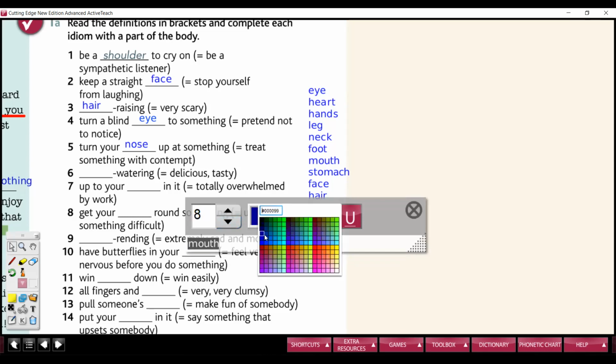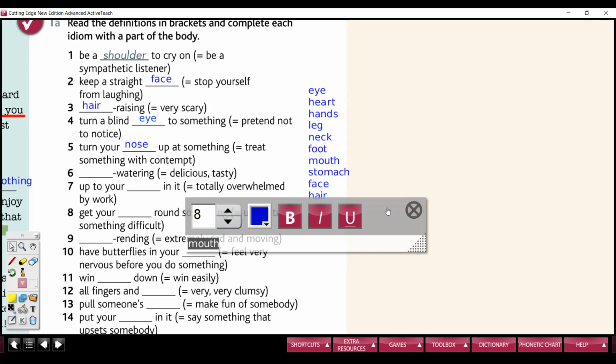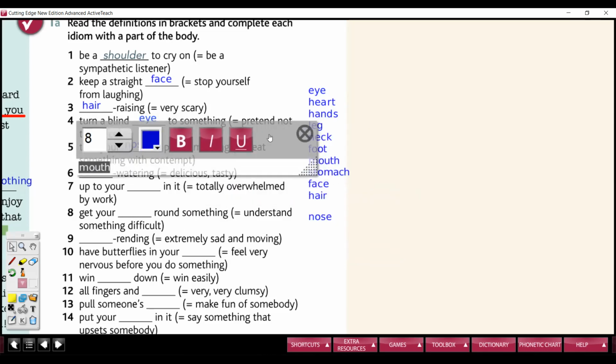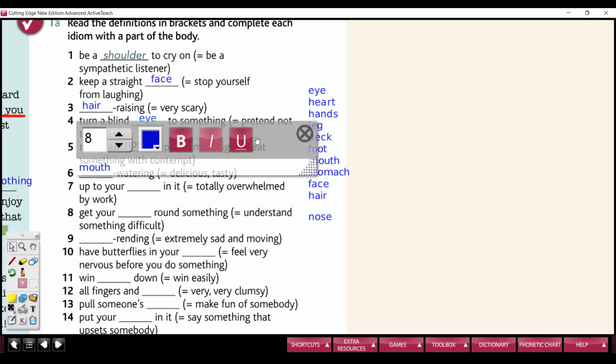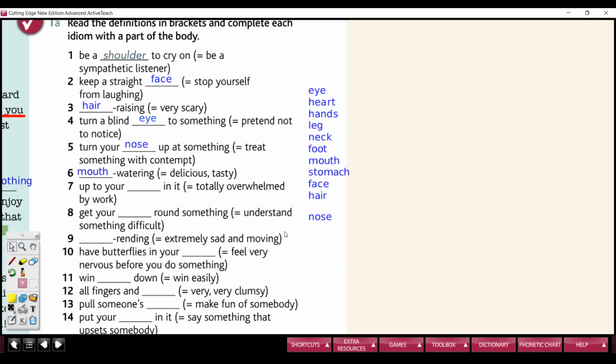Number 7, up to your head in it or your face in it. Up to your head. Totally overwhelmed by work. No. Face. Look, okay. Look, a body part that is on top of your body. And sometimes you feel very, very tired in that part because you think that you are so overwhelmed. What's that? It happens to me a lot. I feel the pain literally in that part. Where? Neck, teacher. In your neck.